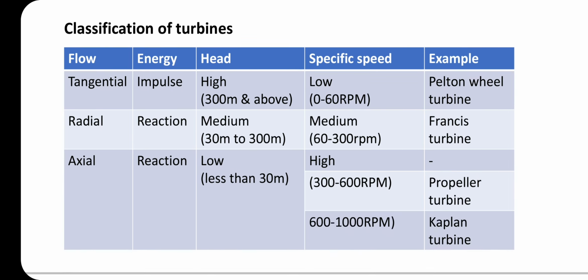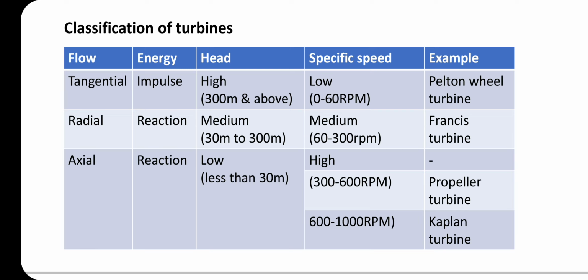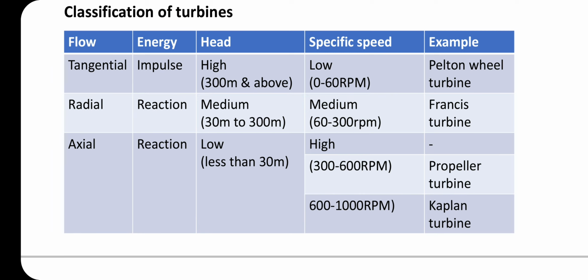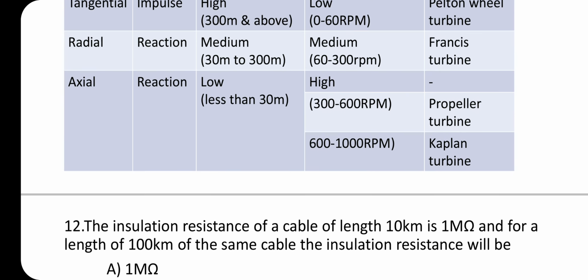This is the classification of turbines: flow, energy, head, specific speed and example. Tangential flow, energy is impulse and head is high head, 300 meter and above. Specific speed low, 0 to 60 rpm. Example, Pelton wheel turbine. Radial reaction energy, head is medium, 30 meter to 300 meter. Specific speed medium, 60 to 300 rpm. Francis turbine. Axial reaction energy, head low, less than 30 meters. Specific speed higher, 300 to 600 rpm, propeller turbine, 600 to 1000 rpm, Kaplan turbine.